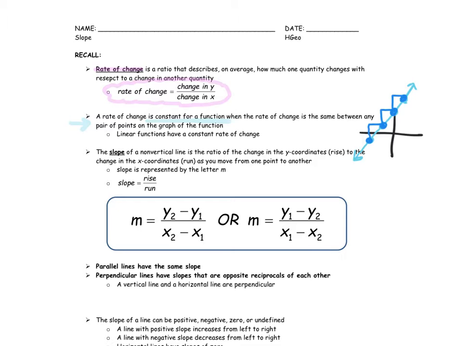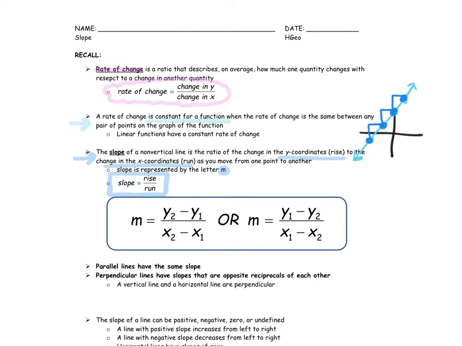When we're talking about lines that are graphed on a coordinate plane, another word for rate of change is slope. The slope of a non-vertical line is the ratio of the change in the y-coordinate, we call that the rise, to the change in the x-coordinate, we call that the run, as you move from one point to another. Slope is represented by the letter m. You'll often see it written as slope equals rise over run.